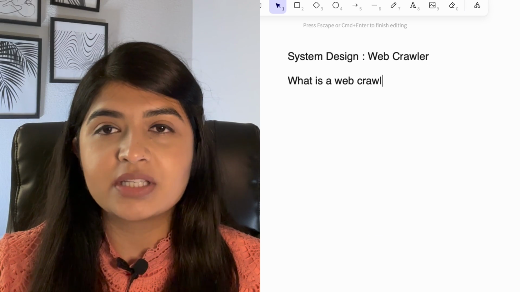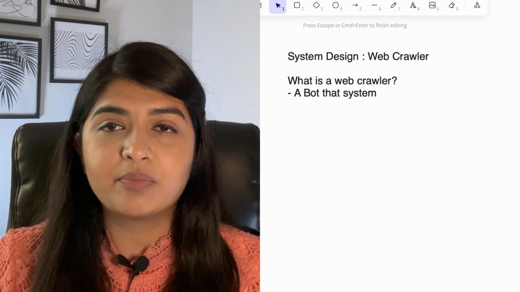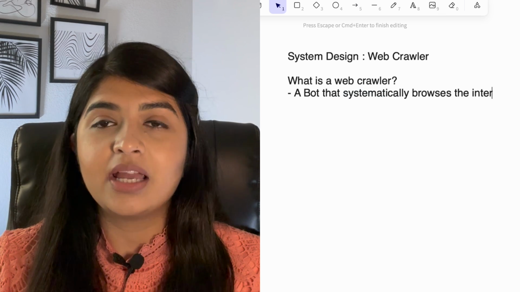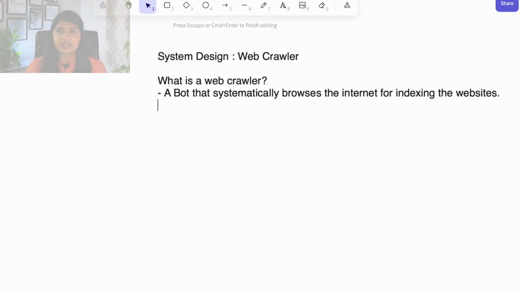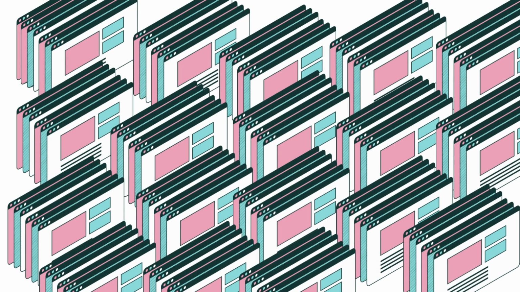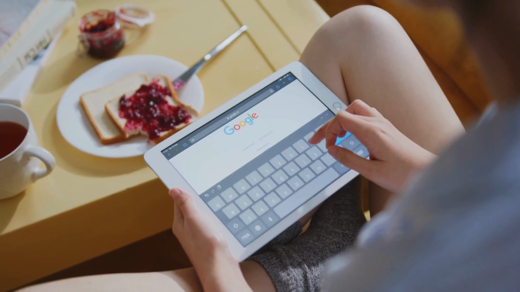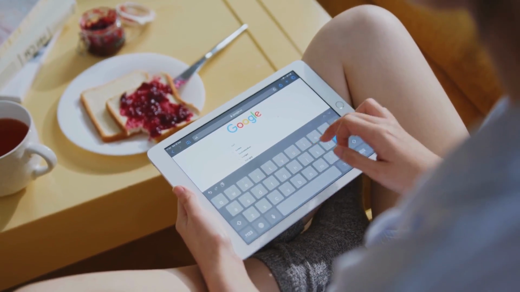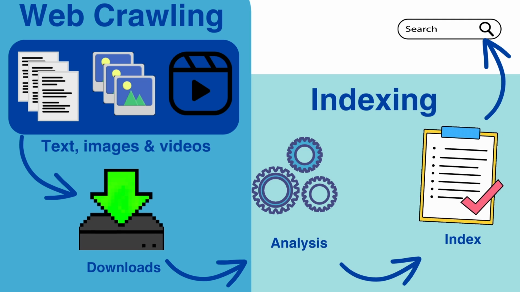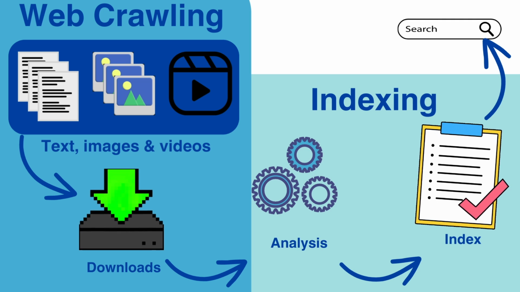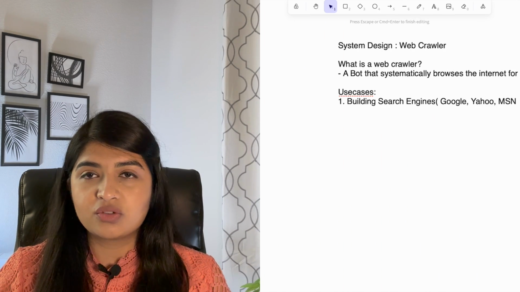A web crawler is a bot that systematically browses through the pages on the internet for the purpose of building search indexes. For example, there are over 1 billion websites on the internet, but when you search using Google or Yahoo or any other search engine, it gives you the most relevant search result. How does that happen? It is because Google, Yahoo, and all these search engines use a web crawler behind the scenes to browse through the data on the internet and build a search index. So when you're searching for it, it looks up the search index and gives you the most relevant search results.